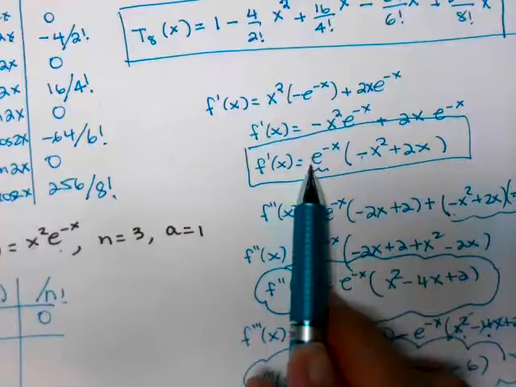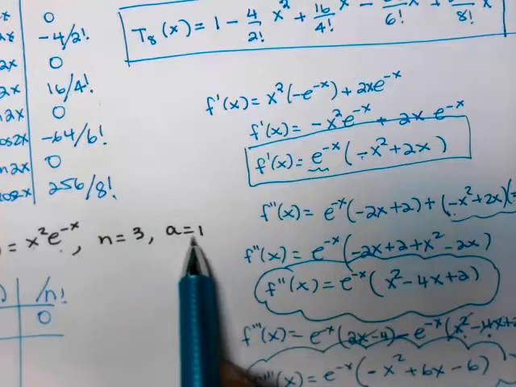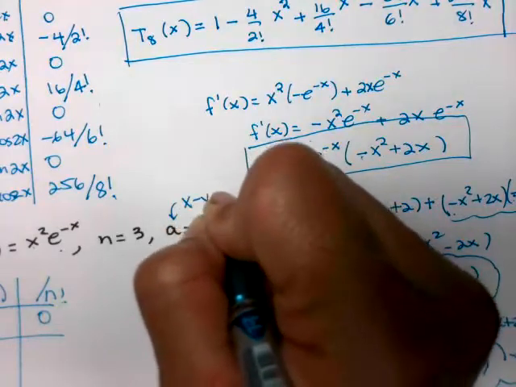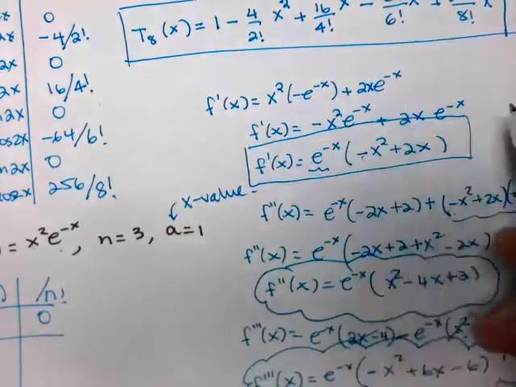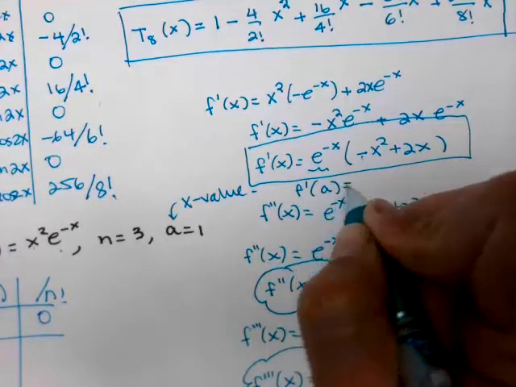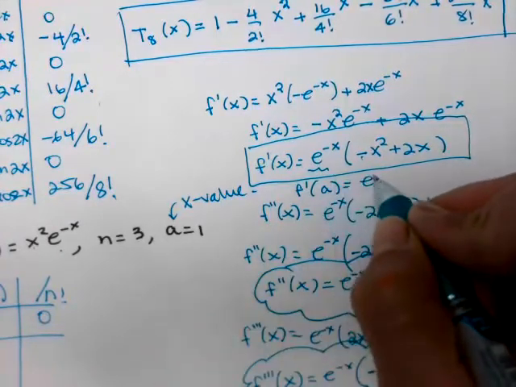Okay. And we're evaluating this at a equals 1, right? At x, so a, this is an x value. So to find that coefficient, I'm going to do f prime of a. So f prime of 1. So that'll be e to the negative 1.